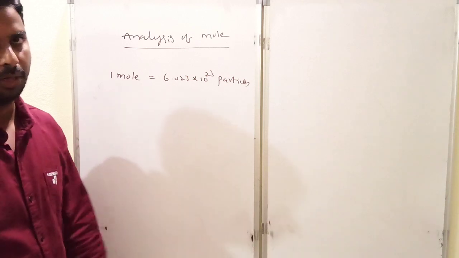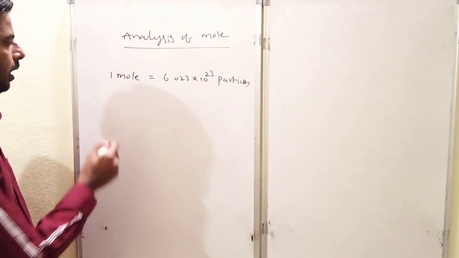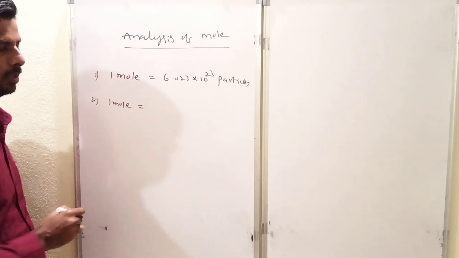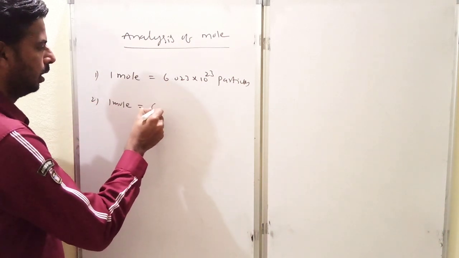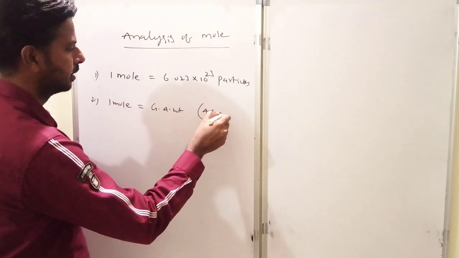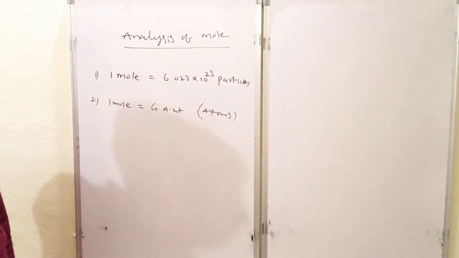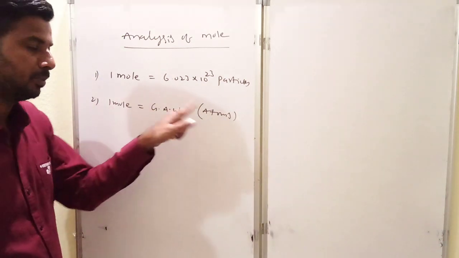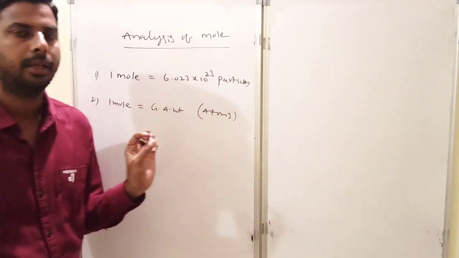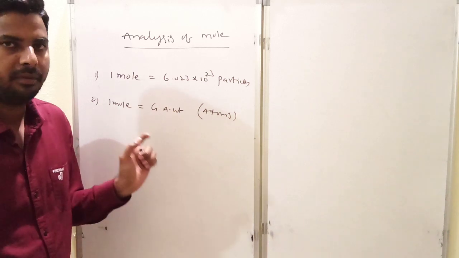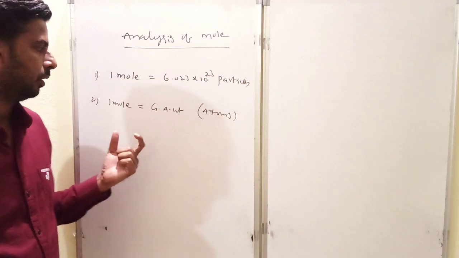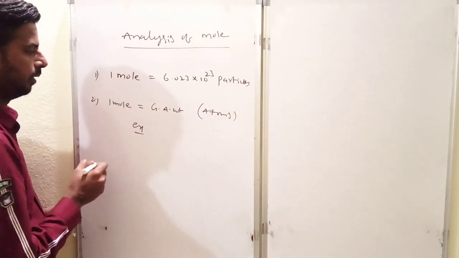In the previous lecture we learned already. Similarly, 1 mole of any substance is equal to gram atomic weight if the substance is expressed in terms of atoms. Because we learned already there is a significant relationship between the gram atomic weight versus mole, gram molecular weight versus mole. So let us try to understand with one example.